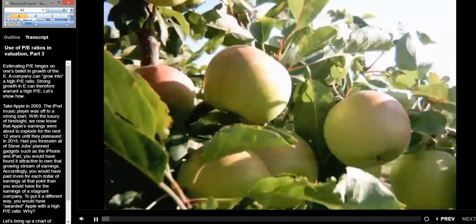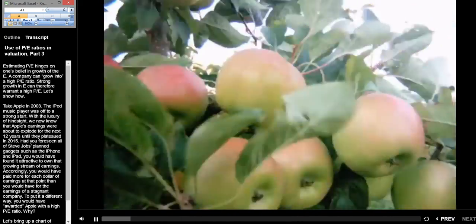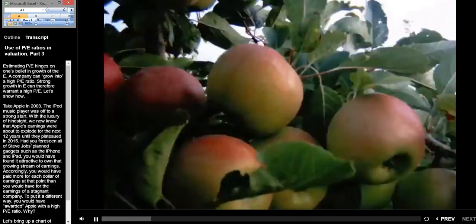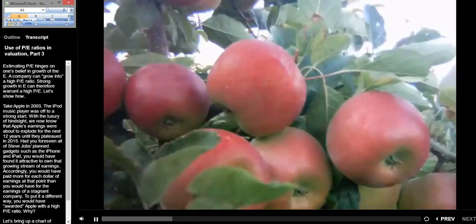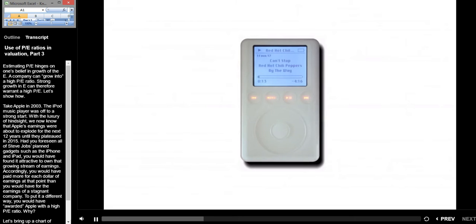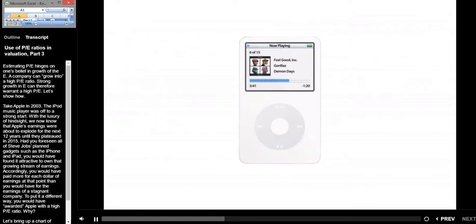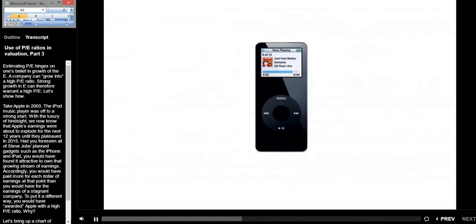Estimating P/E hinges on one's belief in growth of the E. A company can grow into a high P/E ratio. Strong growth in E can therefore warrant a high P/E. Let's show how. Take Apple in 2003. The iPod music player was off to a strong start. With the luxury of hindsight, we now know that Apple's earnings were about to explode for the next 12 years until they plateaued in 2015.